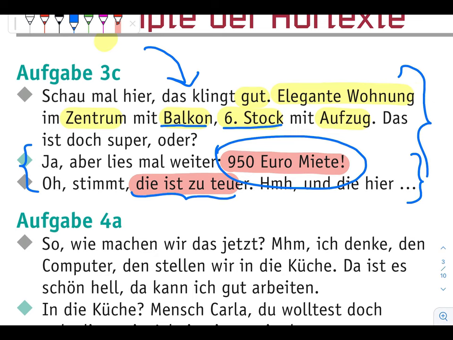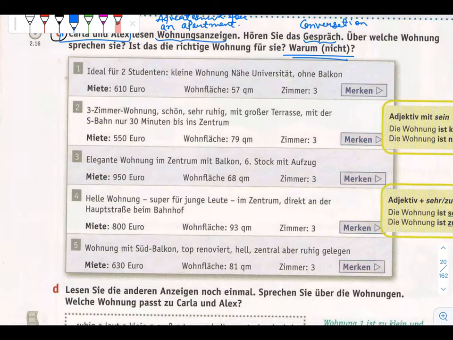Now we need to see which one is this one. We can see here the rent is low, here and here. You can see 950 euro, okay, mit balcony, 6th floor.